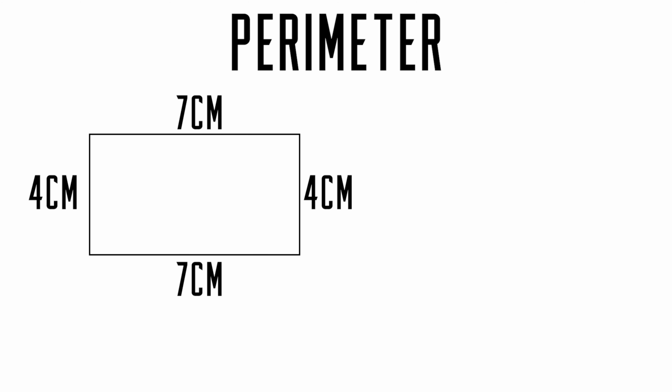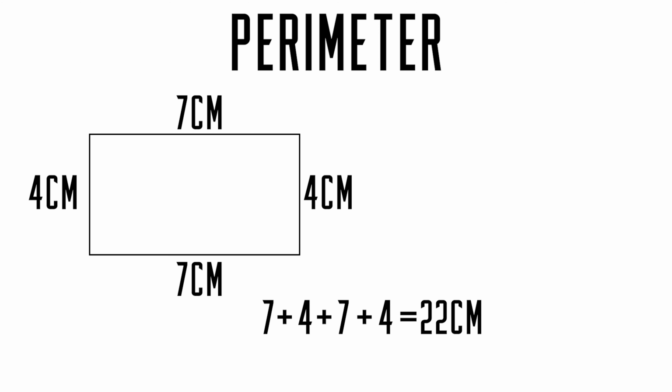If we now looked at a rectangle with sides length of 7 centimeters and width of 4 centimeters, we can look to work out the perimeter in the same way by adding all of the sides up. So here we will have 7 plus 4 plus 7 plus 4, which will give us 22 centimeters.